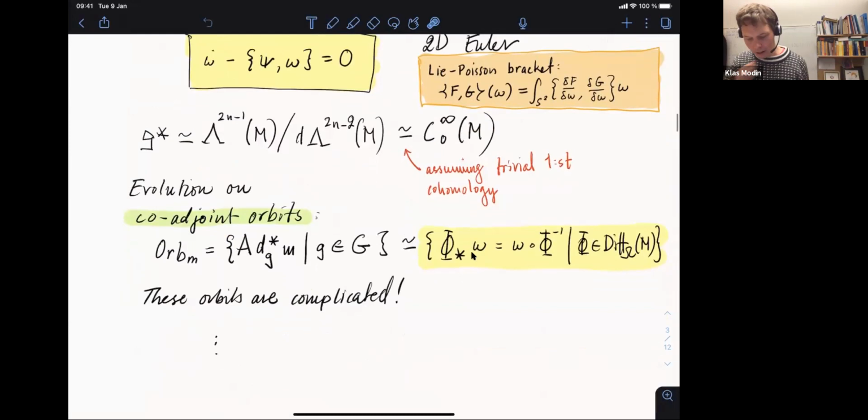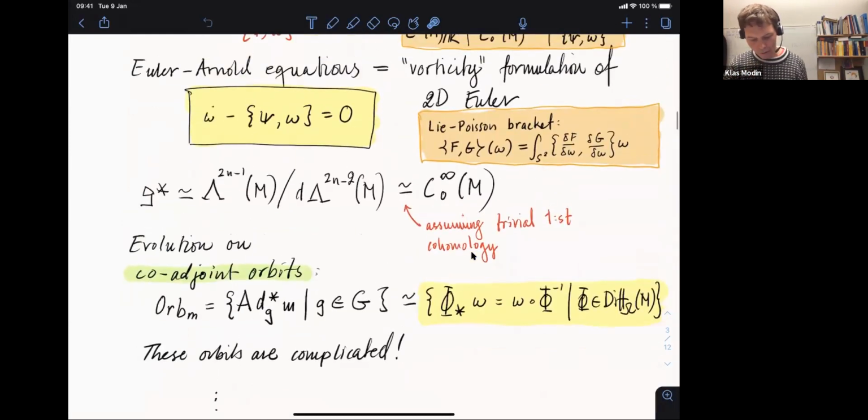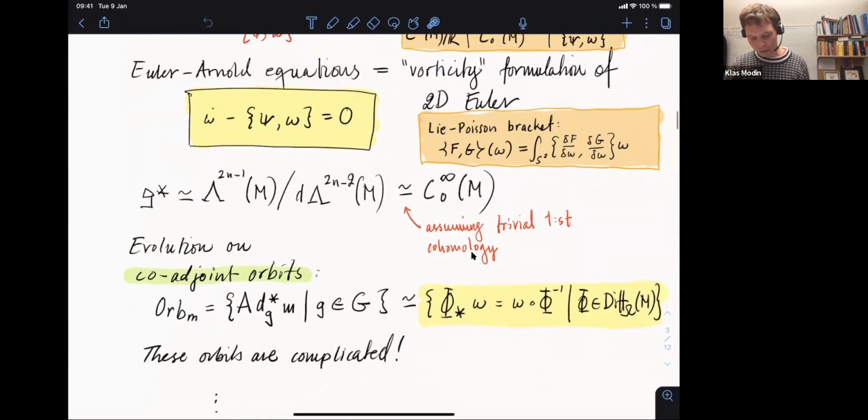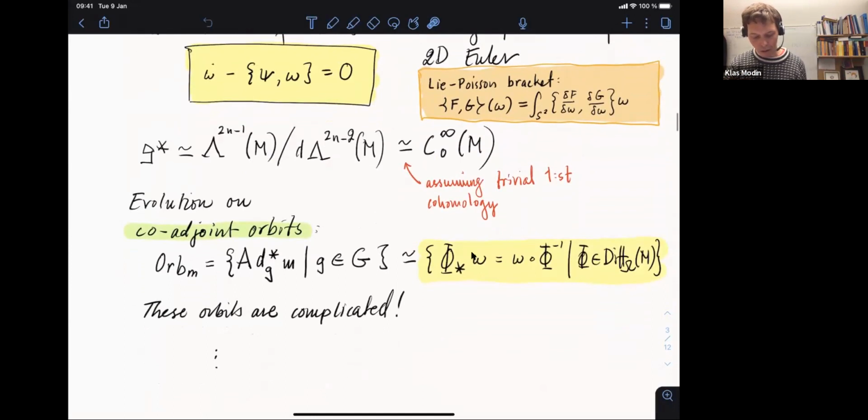So what else? One thing I didn't say: once you have such a Lie-Poisson system, it's like a transport equation. So it means you always evolve on the orbits, on the co-adjoint orbits. So on the group acting on the dual of the algebra. This means that you have a lot of conservation laws. And in the two-dimensional Euler equations, this is what gives rise to the infinitely many Casimir functions. And if you work in the smooth category, like I do here with smooth functions and smooth diffeomorphisms, we know that these orbits are quite complicated.